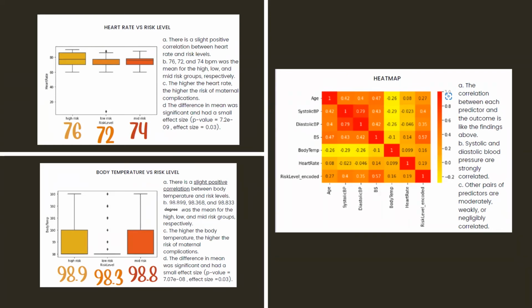So if we go over to the heat map, we see that the correlation between each predictor and the outcome is what we found in the bivariate analysis that I discussed previously. We also see that the systolic and the diastolic blood pressure are strongly correlated, which is not surprising. And then we also see that other pairs of predictors are either moderately, weakly, or negligibly correlated.